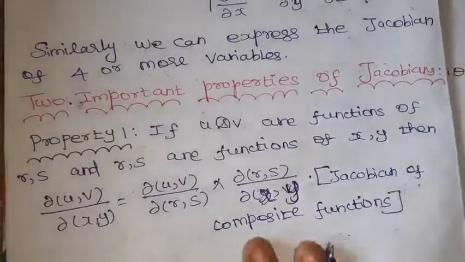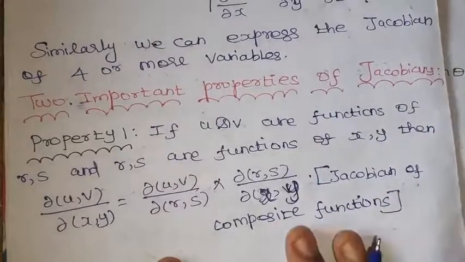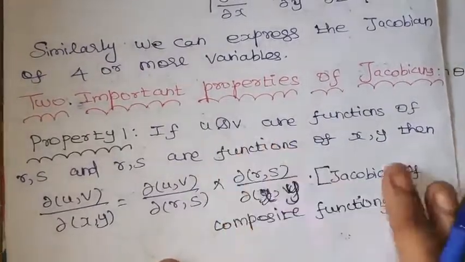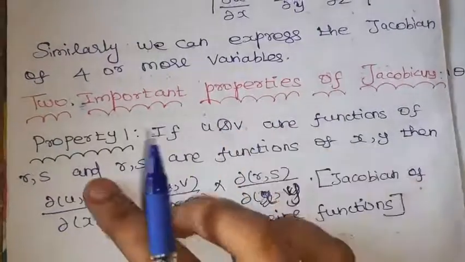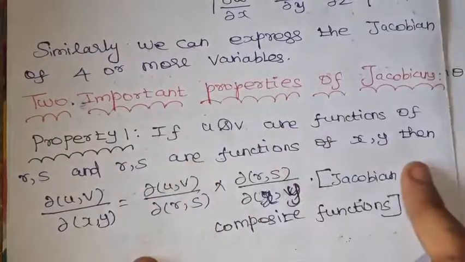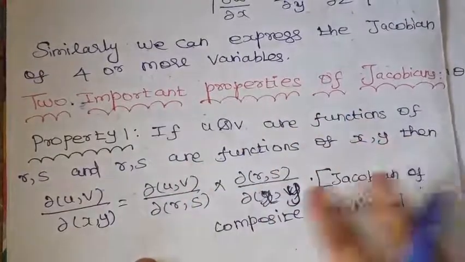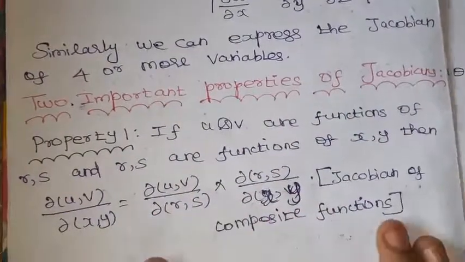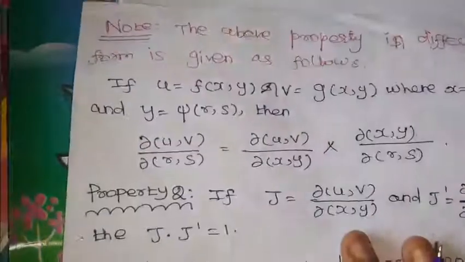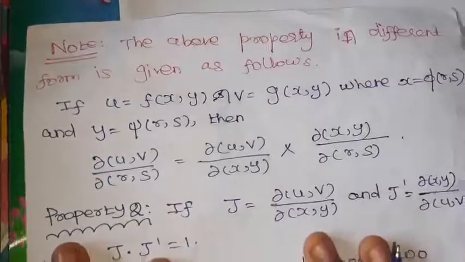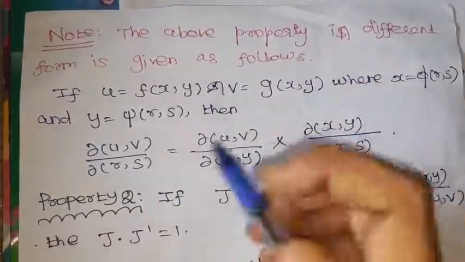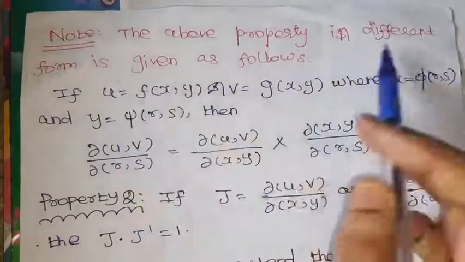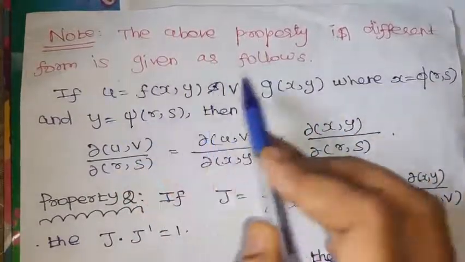This is known as the Jacobian of composite functions, which means that u and v are not directly related to the variables x and y. They depend on r and s, where r and s are functions of x and y, so we can express it like this. Then we'll see the note: the above property, the Jacobian of composite functions, can be expressed in a different form as follows.